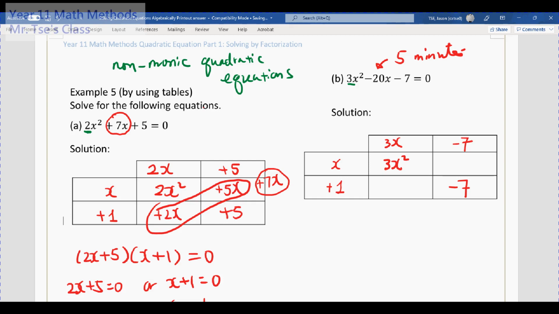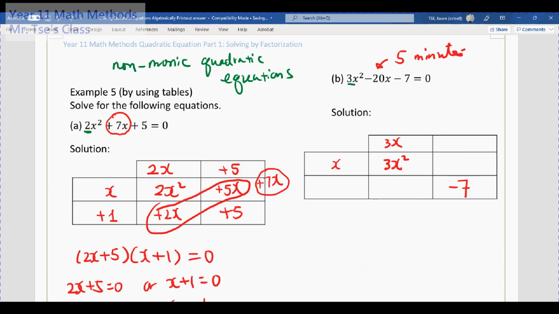Just trial and error. So in that case, you will have plus 1 times 3x, plus 3x, minus 7 times x. Would that work? Plus 3x minus 7x, that's minus 4x. Oh, it doesn't look good. It's quite far away from minus 20. So then we have to go back again.